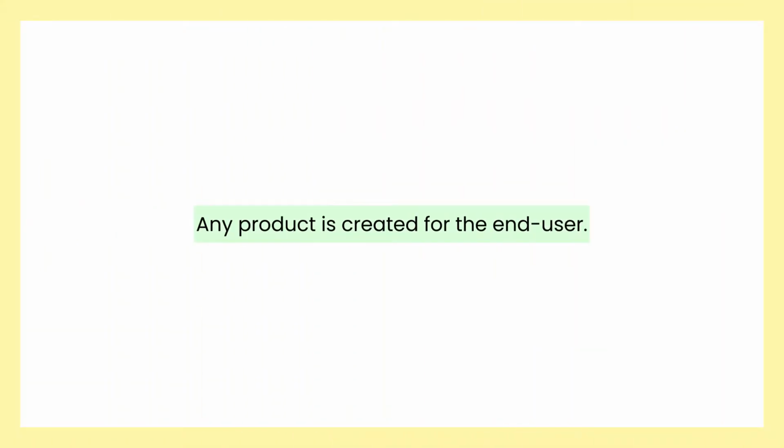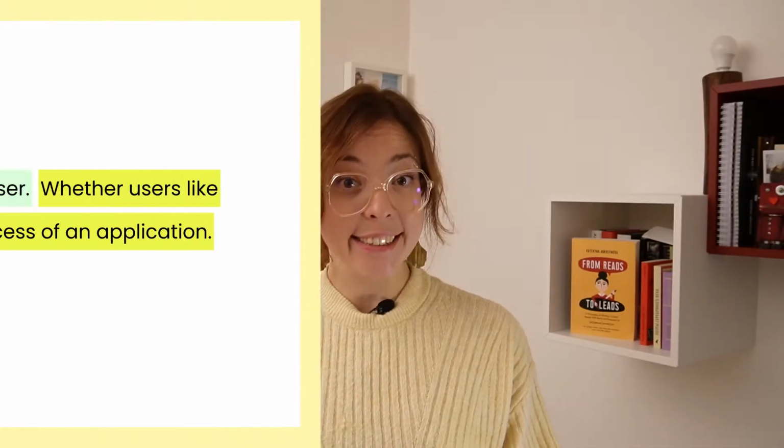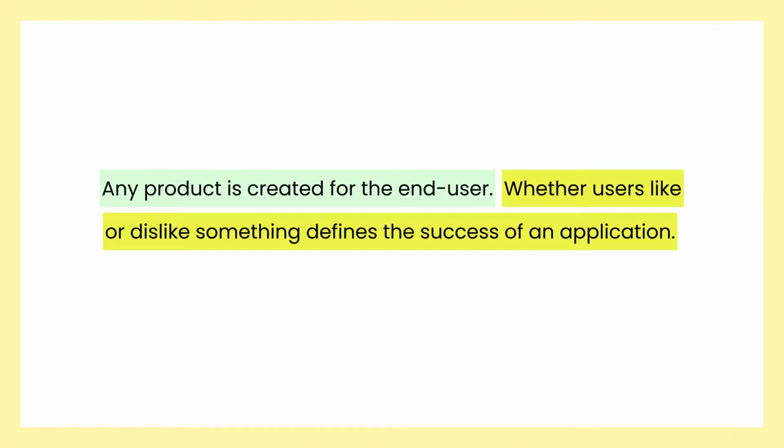How does the first sentence, "Any product is created for the end user," relate to the second? "Whether users like or dislike something defines the success of an application." The author was probably trying to say that if a product is created for the end users, they are supposed to like it. If they do, the product becomes successful. This logic, however, isn't clear.